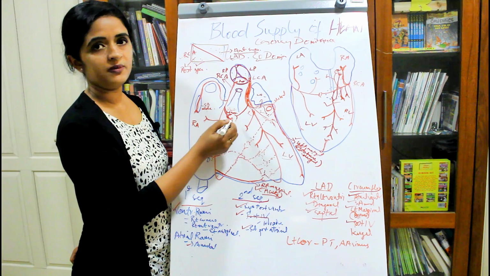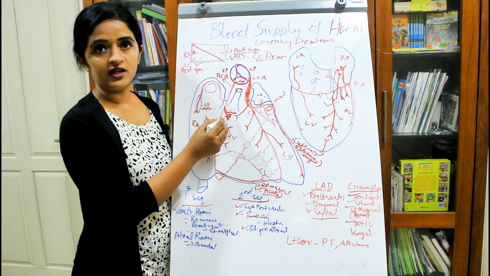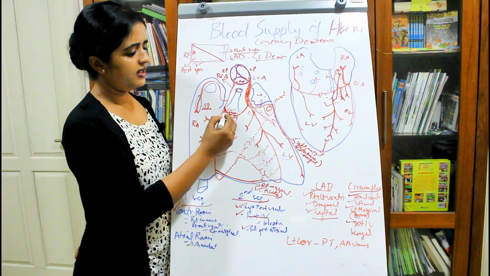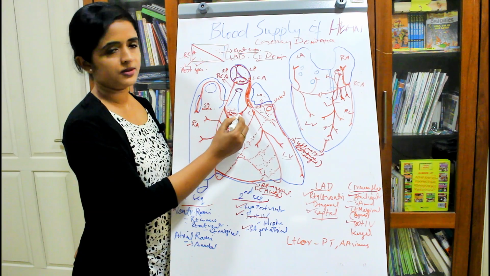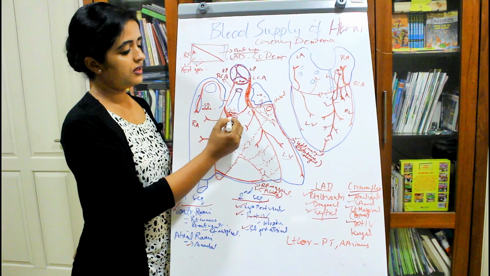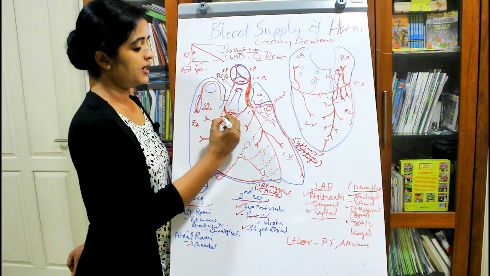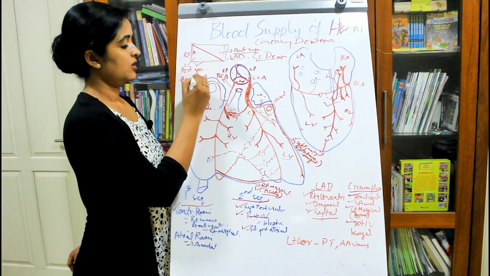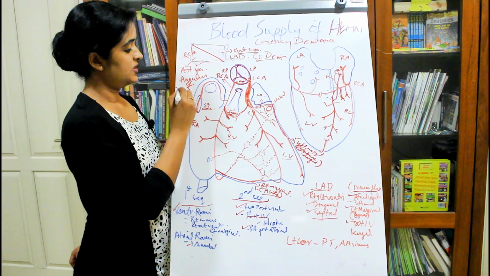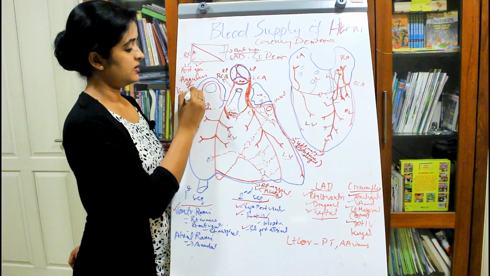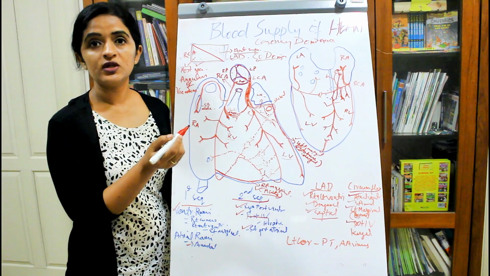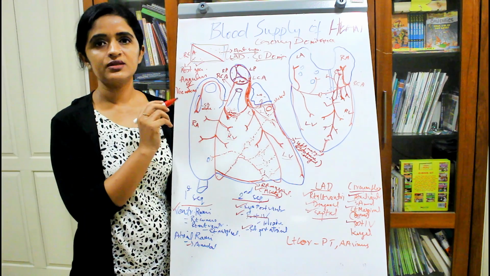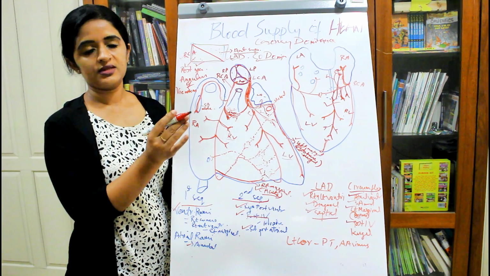And both these arteries will be supplying the infundibulum, and they will be anastomosing in front of the infundibulum, and it just looks like a necklace, isn't it? Hence, this anastomotic necklace is known as the annulus of Vieussens. Okay, so this anastomotic network is known as the annulus of Vieussens.